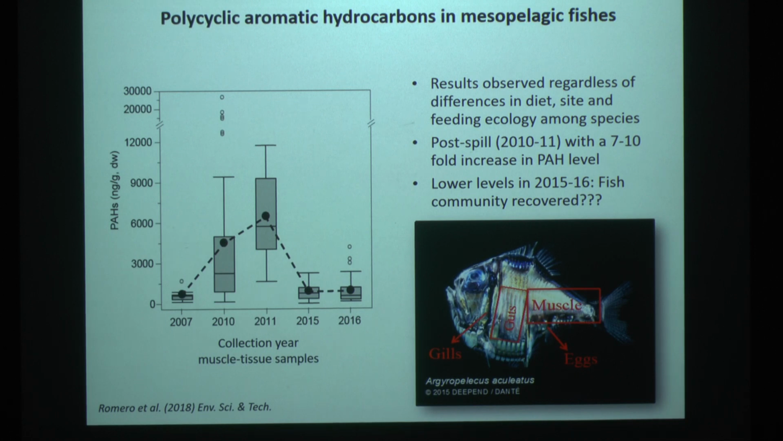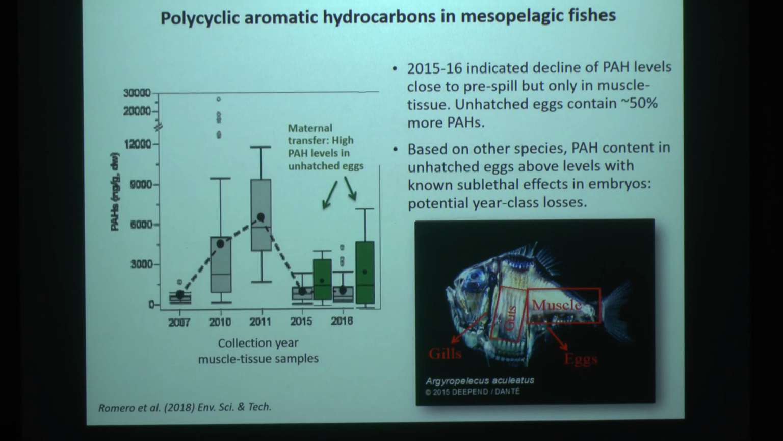But then again, I wanted to go deeper in my data, and I was very surprised because if you see this diagram, we look at very different tissues, and I'm not showing all this data. But one of the most striking things is when we look at the eggs, so the unhatched eggs still in the ovaries of the animals, we found that they had very high concentrations. So in 2015 and 16, the decline of PAH levels was observed only in the muscle tissue, but not in the unhatched eggs, which have 50% higher concentration.